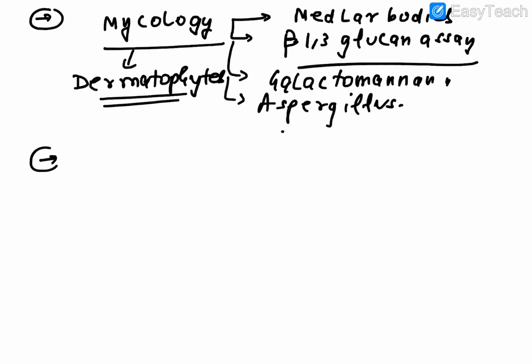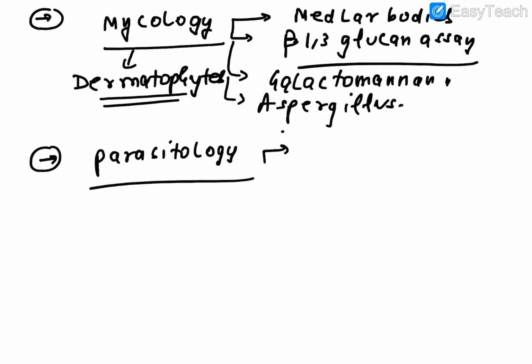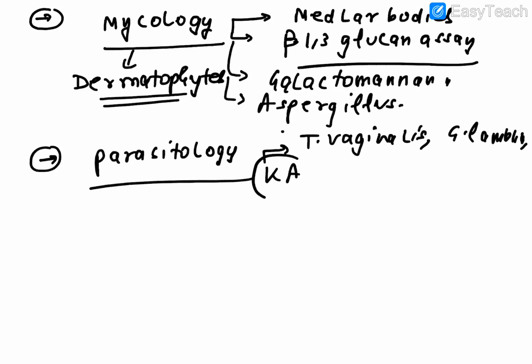Other than that, if we talk about parasitology, you already know that among the protozoa, the hot favorites are Trichomonas vaginalis, Giardia lamblia, and Kala-azar. The RK39 test is asked again and again. It can also be asked whether it is a card test. The drug of choice for Kala-azar is a favorite question that is asked again and again: liposomal amphotericin B. So Kala-azar you need to have a look at before going in.